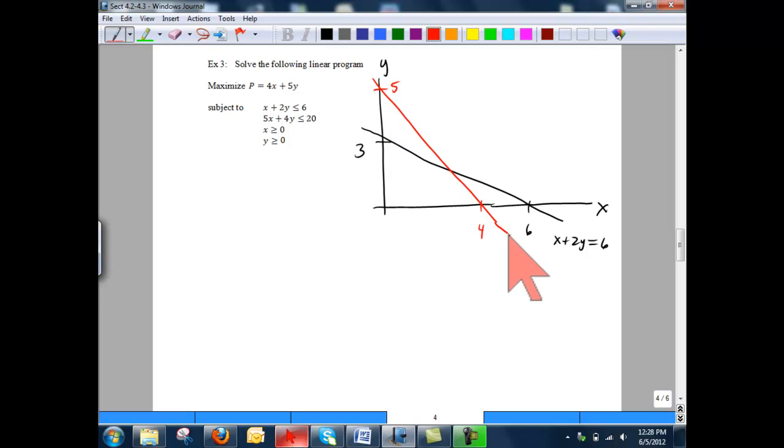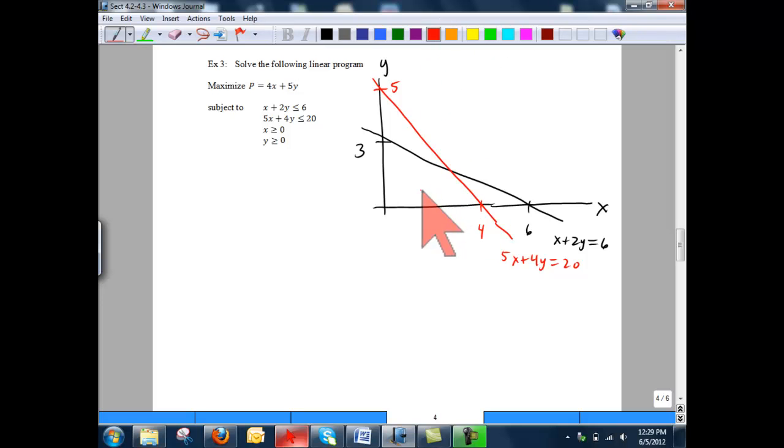And that is the line 5x plus 4y equals 20. All right. X greater than or equal to 0, y greater than or equal to 0. Well, x equals 0 and y equals 0 are the coordinate axes. So you've seen similar pictures before.